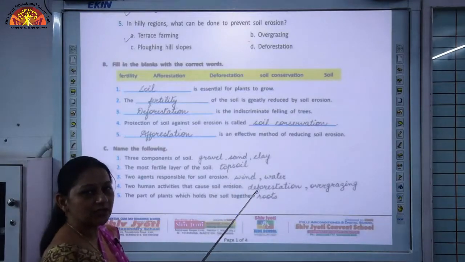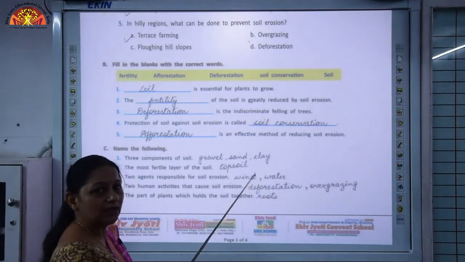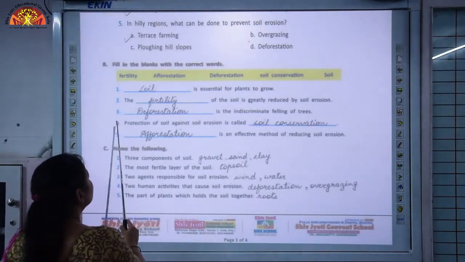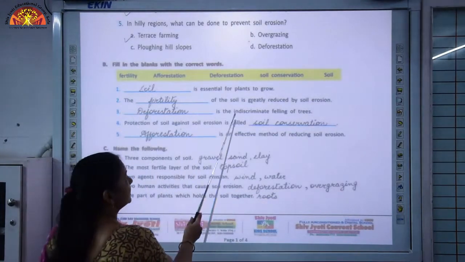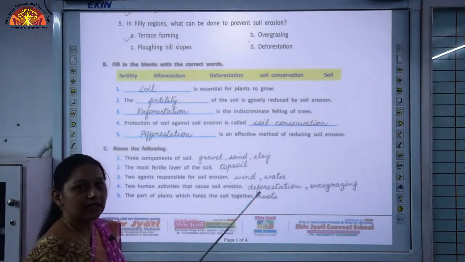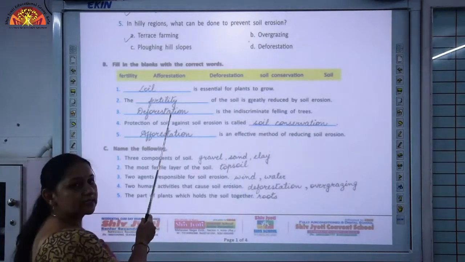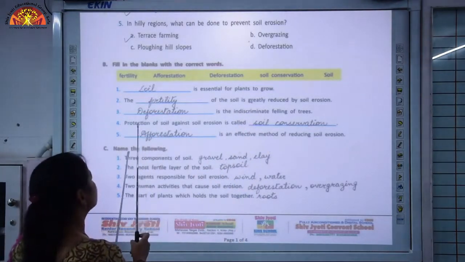Second, the dash of the soil is greatly reduced by soil erosion. If soil erosion occurs, what is reduced? The fertility of the soil decreases. Third one, dash is the indiscriminate felling of trees. If we cut down trees in large amounts, that is called deforestation. So we are going to write deforestation.